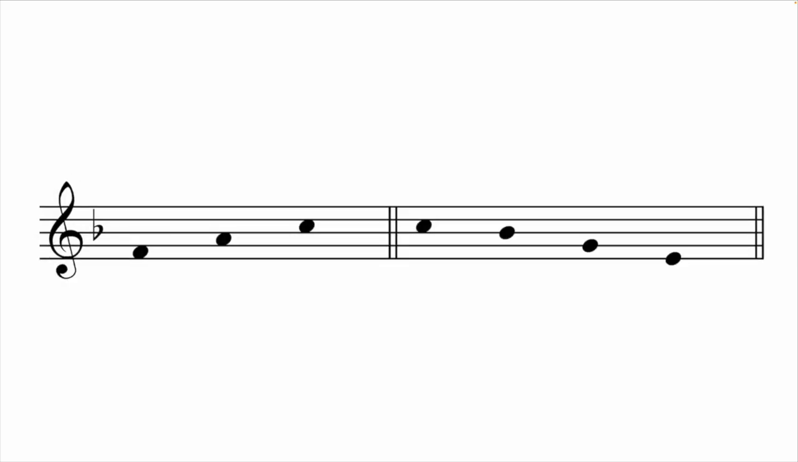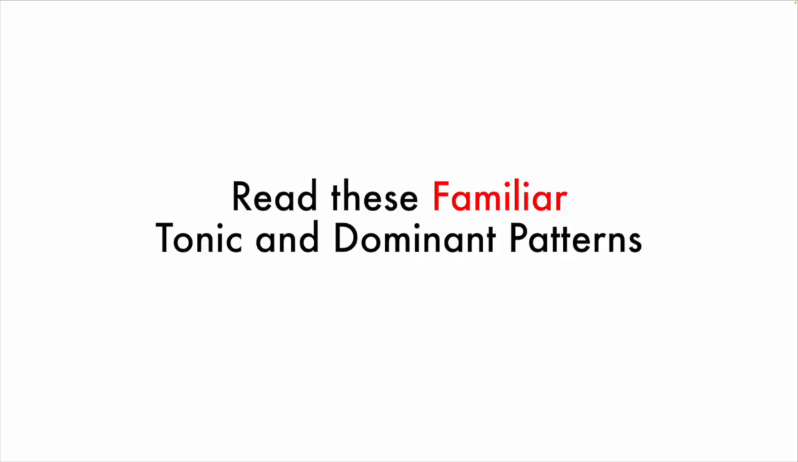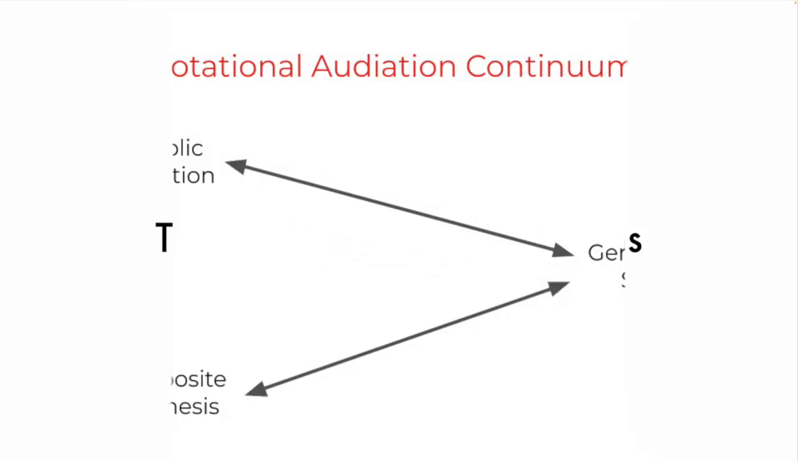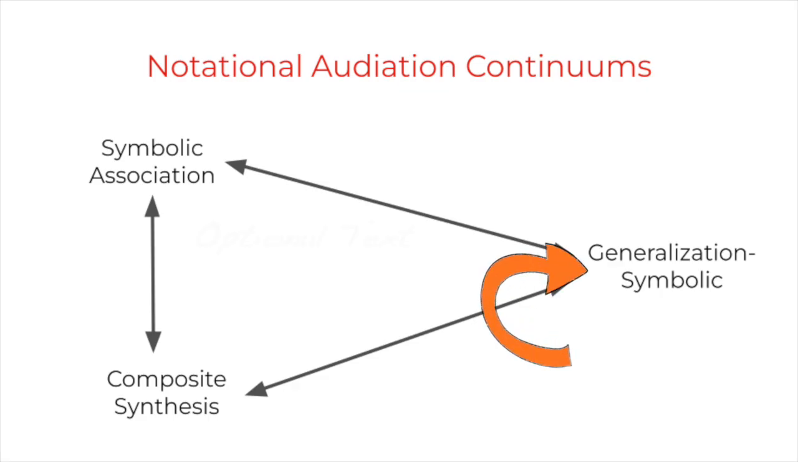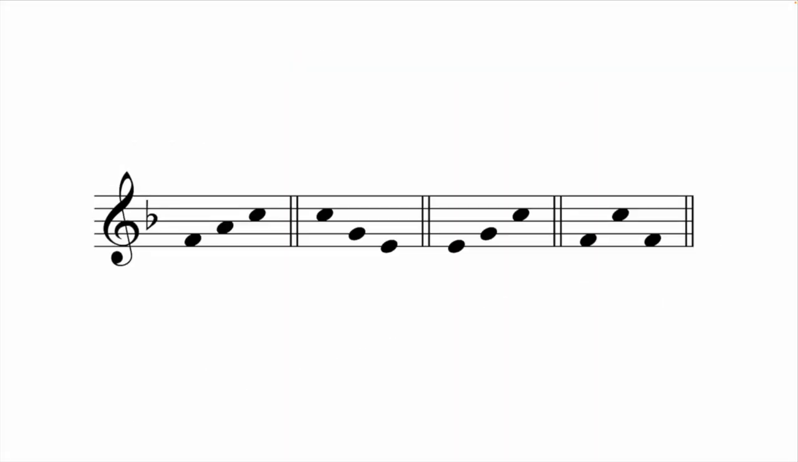Do, mi, so, fa, re, ti. And now we get into true composite synthesis. We're going to have students read familiar tonic and dominant patterns. Note the word familiar. If we were having students read unfamiliar patterns, then this would be generalization symbolic. So in this example, we have F as do, and then we have all familiar patterns.